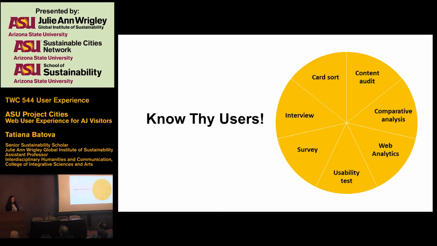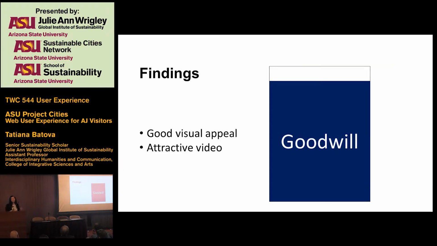We conduct usability tests where we would have a representative user sit, we give them a goal or a task, show them the website and ask, so what are you going to do? And we watch them interact with the website. We can use surveys, interviews, or card sorts. And card sorts are a method that help you figure out the intuitive information architecture of the website. So I'll jump right to the findings.